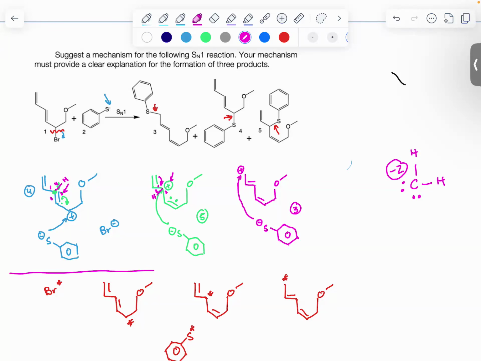You would draw everything above this line. Yes, so below is disconnection analysis, and if you're asked to do that, it will explicitly say, do the disconnection analysis for this. But if the question specifically just asks for the mechanism, you would do the curly arrows.